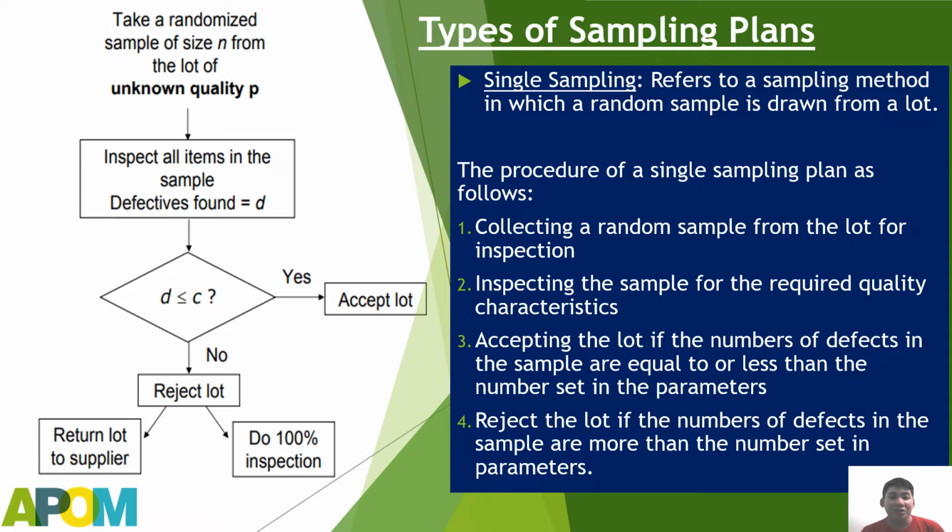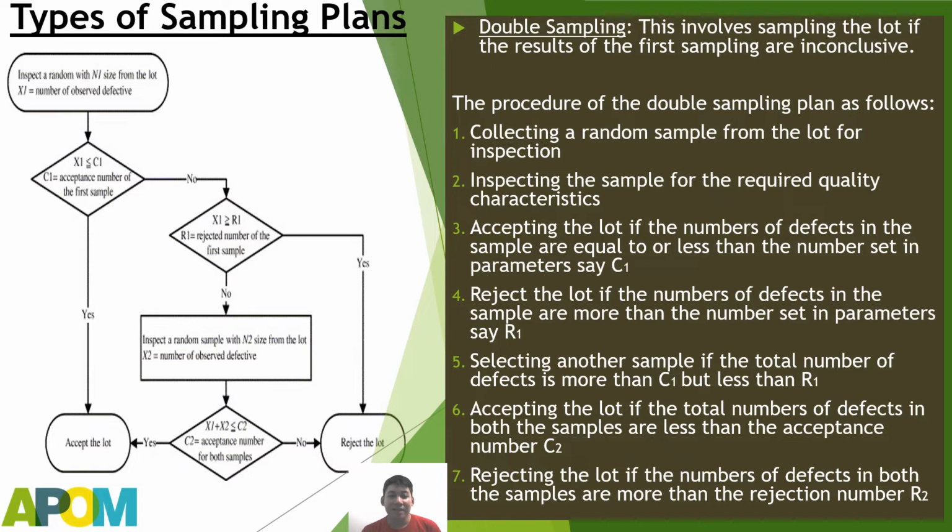So here are the procedures of the single sampling plan. First is collecting a random sample from the lot for inspection, inspecting the sample for the required quality characteristics, accepting the lot if the number of defects in the sample is equal to or less than the number set in the parameters, and rejecting the lot if the number of defects in the sample is more than the number set in the parameters.